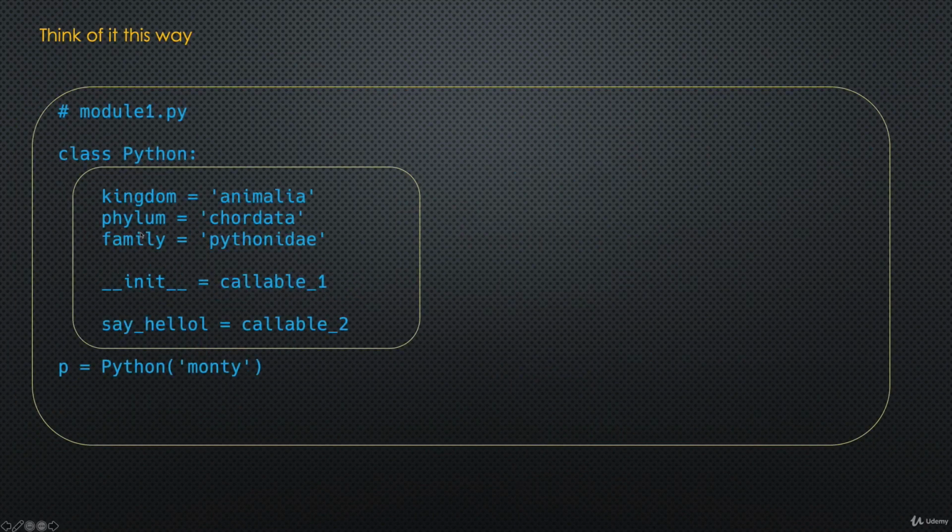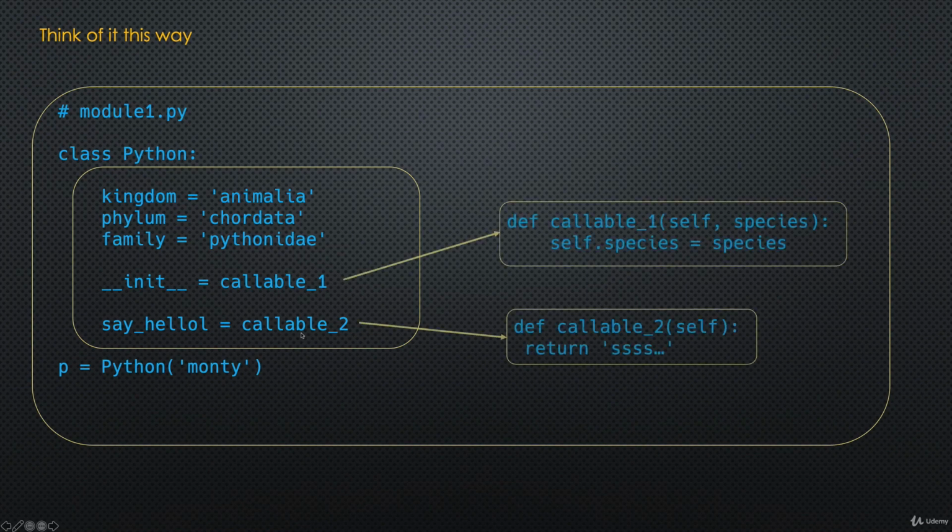So you can think of it this way. Let's just relook again at the same thing. So we've got the module scope on the outside. We've got the class scope here, the body scope over here. So init, say hello, family, phylum, kingdom are all symbols in that namespace. But init is basically equal to some other object, callable 1. Say hello is equal to some other object, callable 2. And those objects are functions, but they exist inside module 1. They exist inside that outer scope. So you can think of it that way.